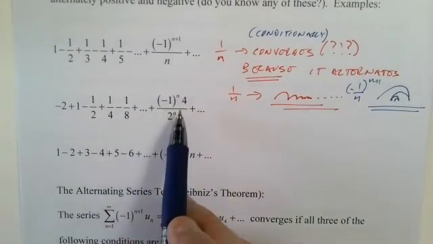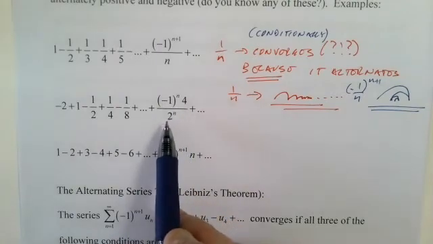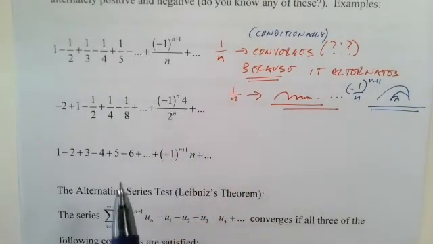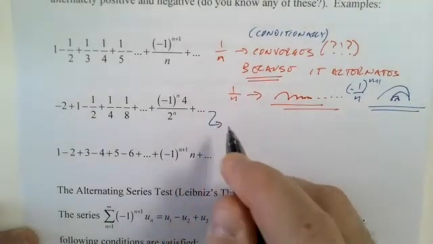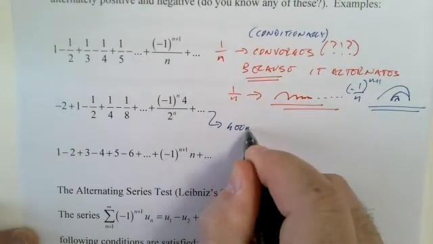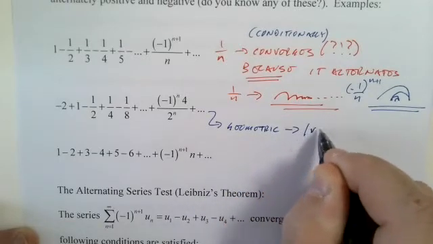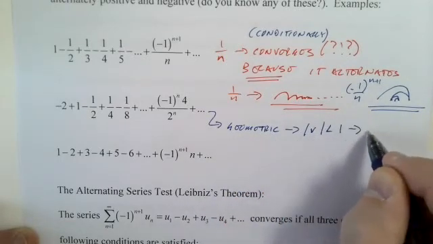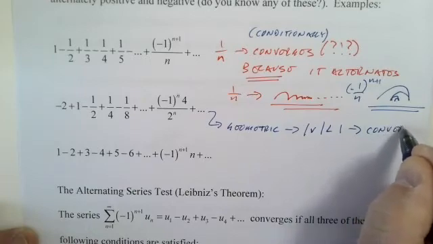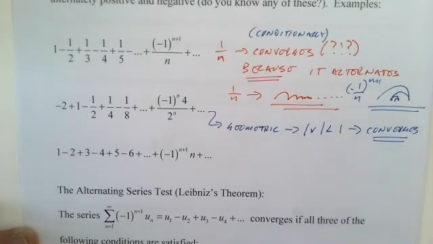Negative 1 alternates, yay. 4 over 2 to the n. This is going to converge no matter what. Why? Because it's a geometric. If the absolute value of r is less than 1, it converges. It converges absolutely, converges everywhere absolutely. It's not a problem.